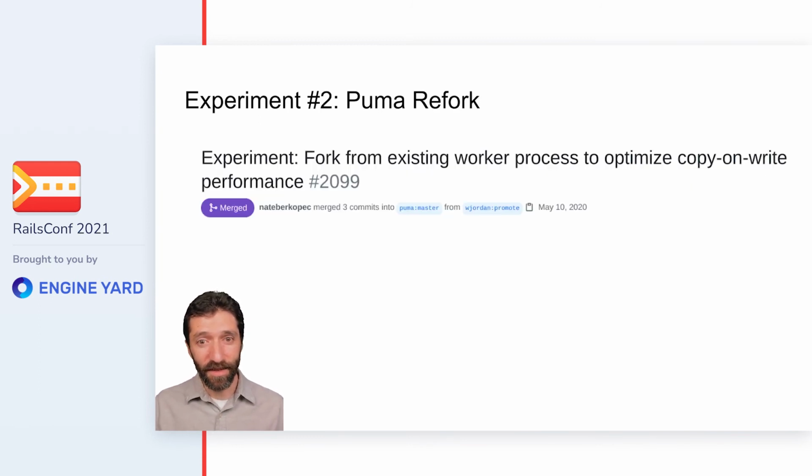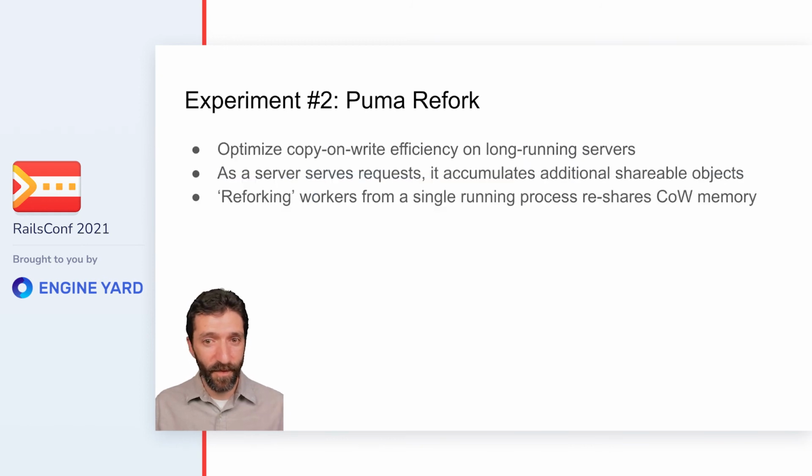The next experiment is also based on Puma. This one's not a plugin, but a new feature that I merged as a PR last year and was released as part of Puma 5. The general idea is that in some cases, it's possible to optimize copy on write efficiency on long-running servers further by making the assumption that as a server serves requests for live traffic, the app grows and accumulates additional objects in memory that could be shared across all of the running worker processes.